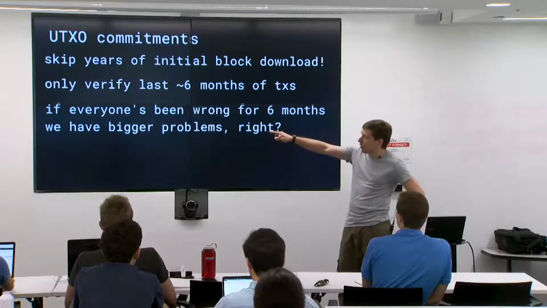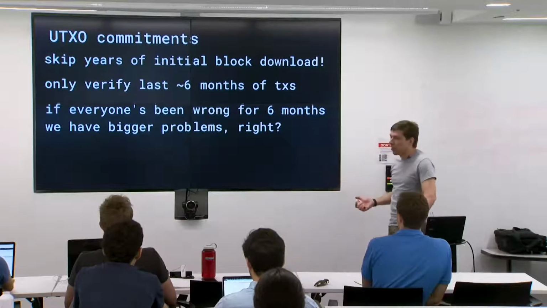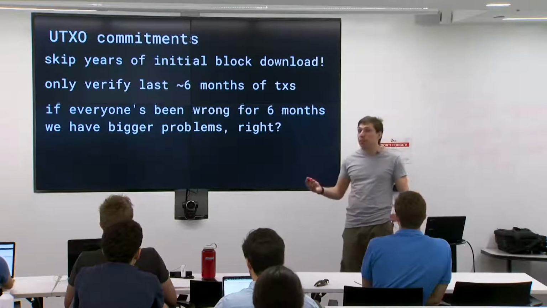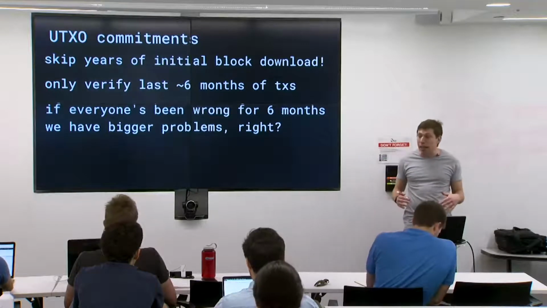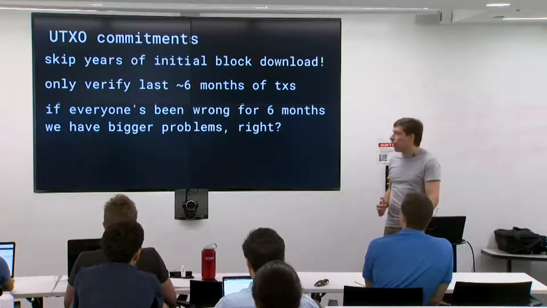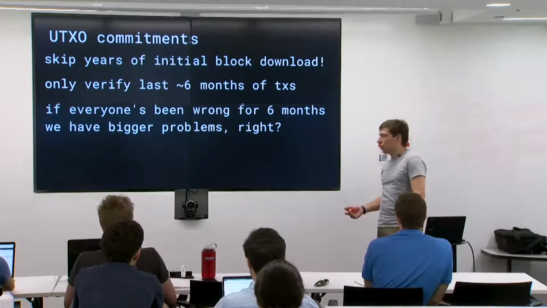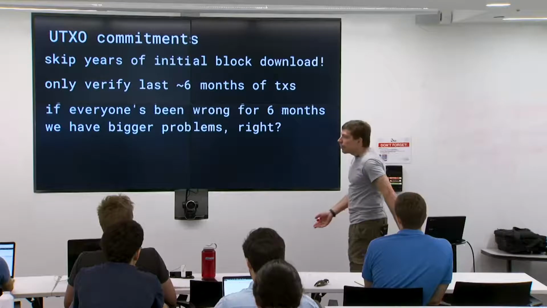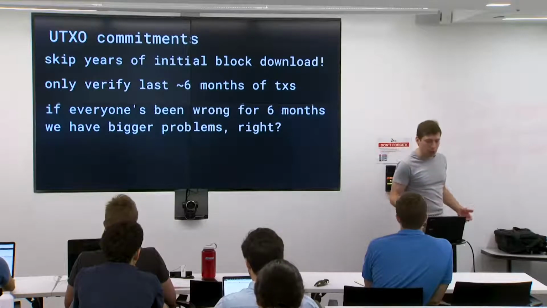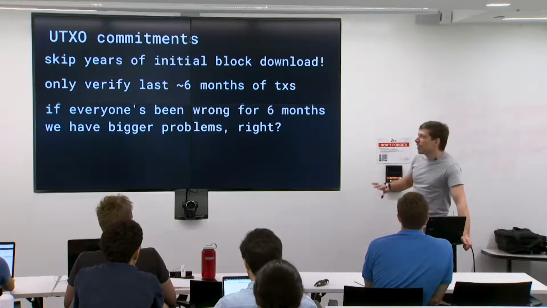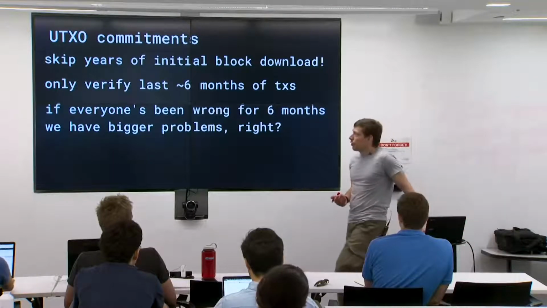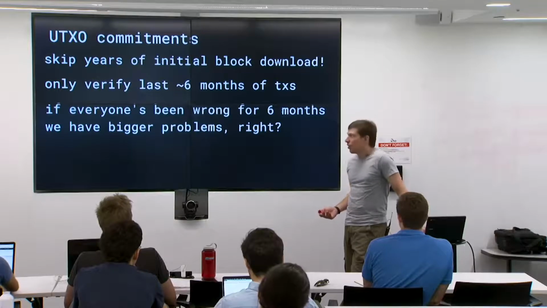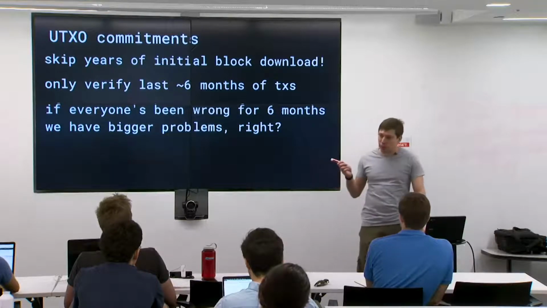So I'll go get this UTXO commitment from end of 2015. I will then not just get the commitment, but download a UTXO snapshot from that time. And then I'll check that it matches the committed UTXO set hash. And then I'll just start from there and become a full node where I didn't check the first 6 years or something. And it's an interesting mix of SPV security and regular full node security, and I think personally that's probably okay, right? If you only verify the last 6 months of signatures, well, if everyone's been wrong for 6 months, we have bigger problems, right?